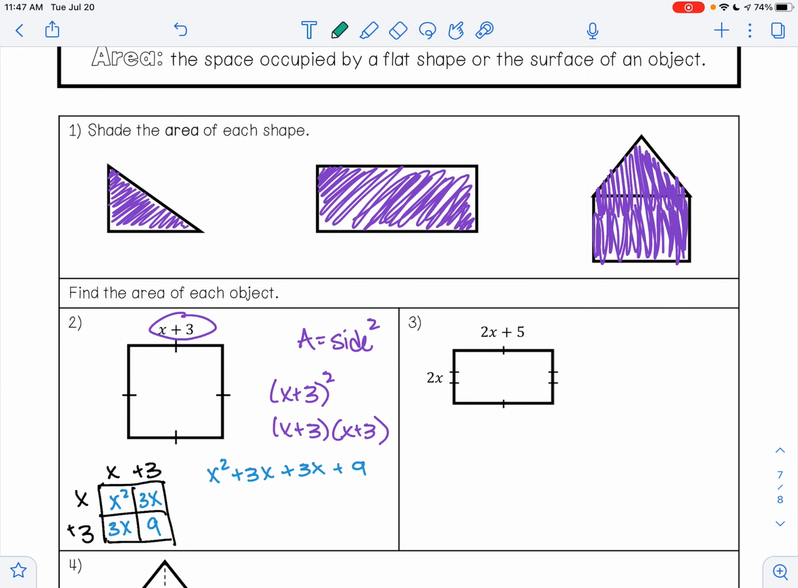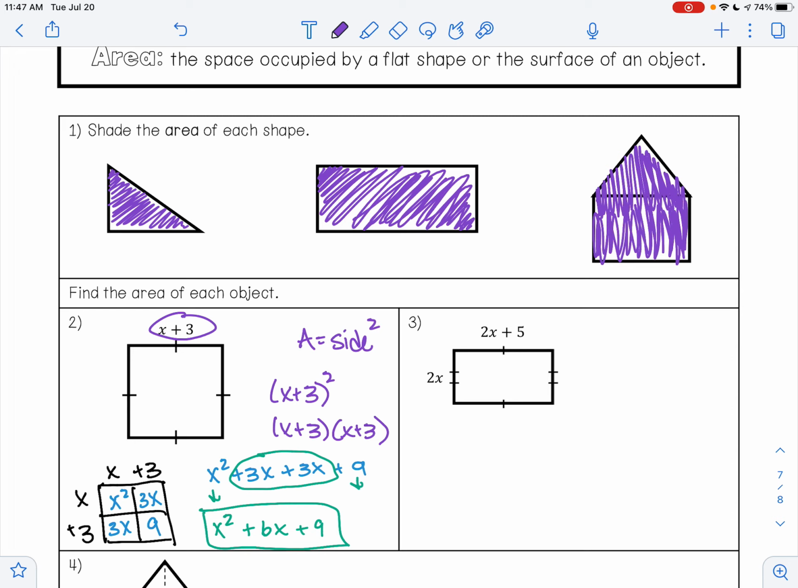From here, I can combine like terms. X squared doesn't have a like term, so I'll bring that down. 3x plus 3x is 6x. And 9 doesn't have a like term, so I'll bring that one down. So the area of this square is x squared plus 6x plus 9.